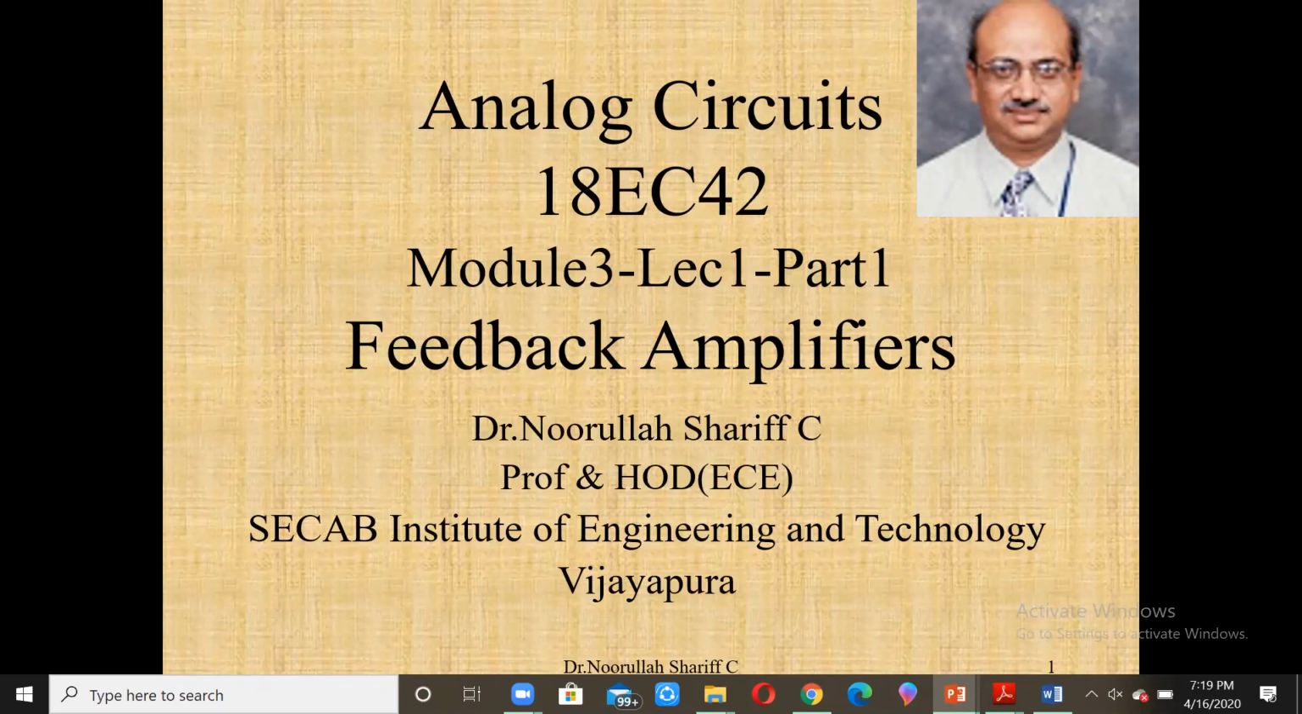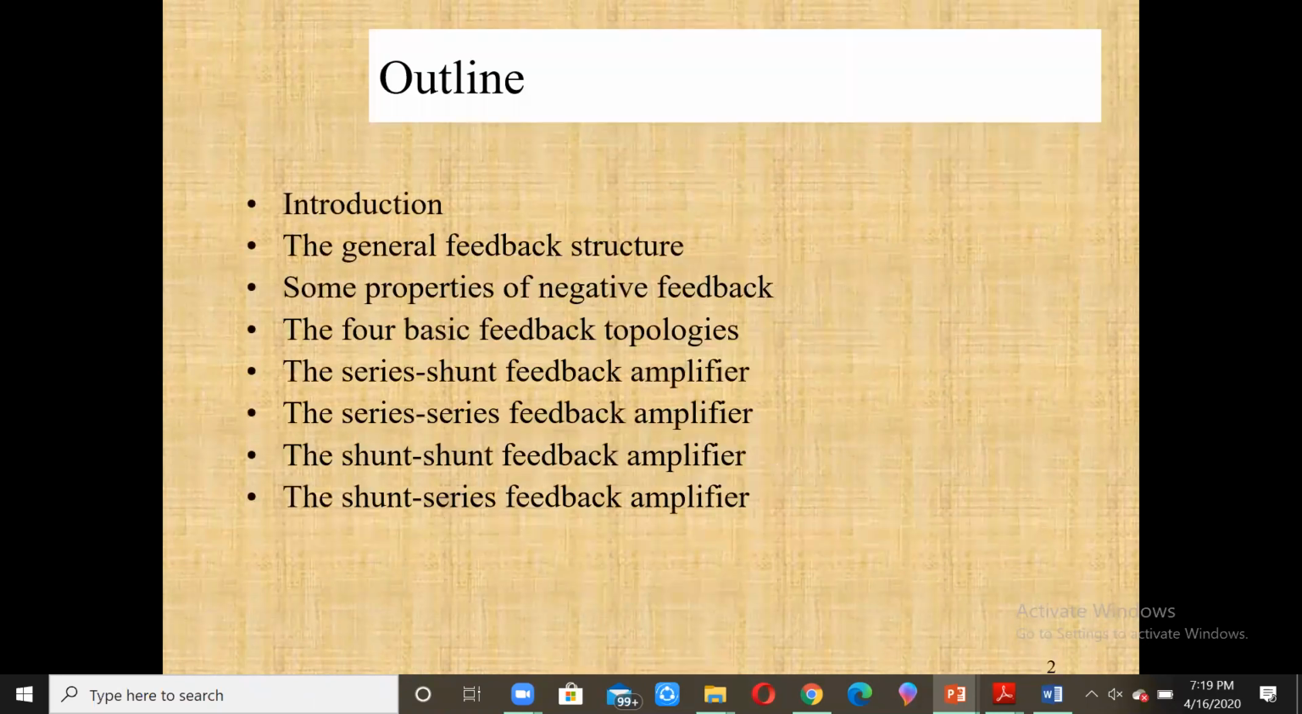In Part 1 we had spoken about feedback amplifiers, in particular the introduction, the general feedback structure and some properties of negative feedback. In Part 2 of the lecture series we had spoken about four basic feedback topologies, and in Part 3 we are speaking about the series shunt feedback amplifier only.